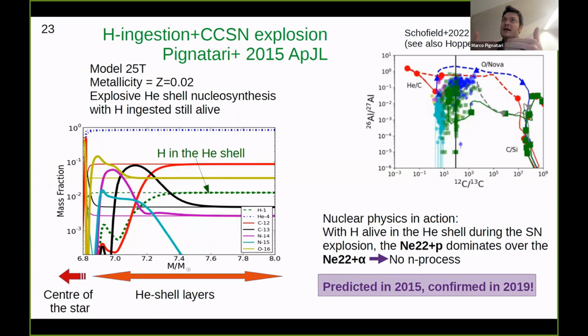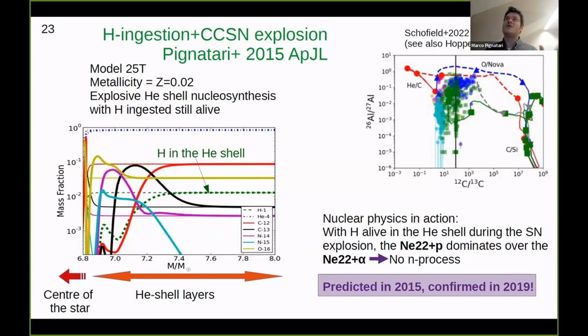The shock hit it. It produced the nitrogen-15 that we see in these grains, but this hydrogen didn't allow the neon-22 plus alpha to work. Because if there is just a little bit of protons around, the neon-22 wants to capture those protons and not the alpha particles. So the neon-22 is capturing the proton, is not doing alpha,n, and so there is no n process.